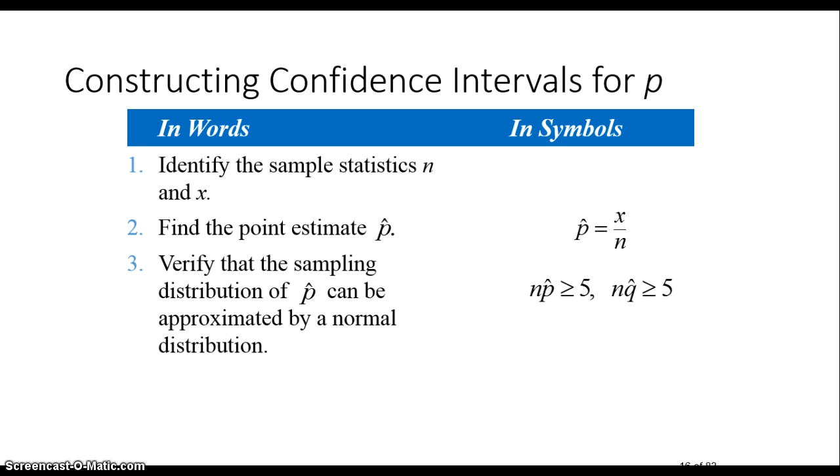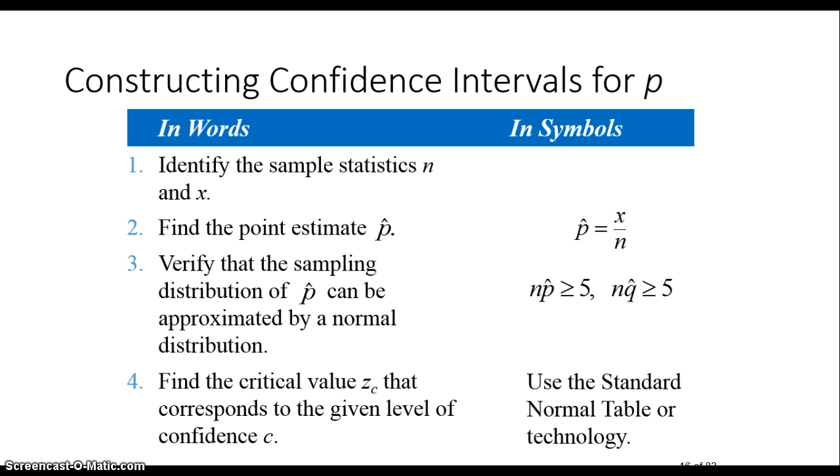And for the homeworks, you can actually skip this step because we wouldn't give you something where that wasn't the case. But that's how you would go about checking to see if you can actually do a confidence interval proportion. Find the critical z-value that corresponds to a given level of confidence.